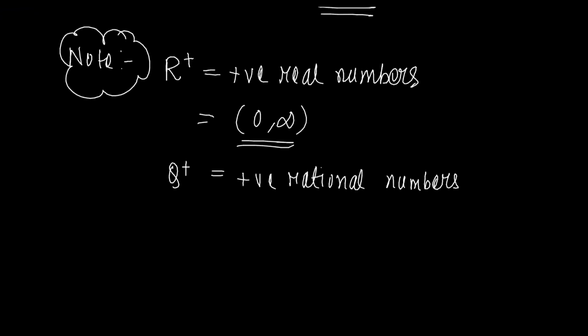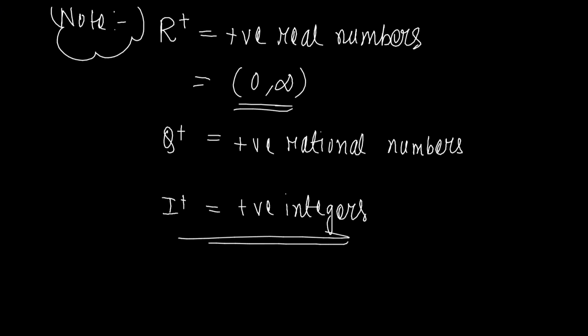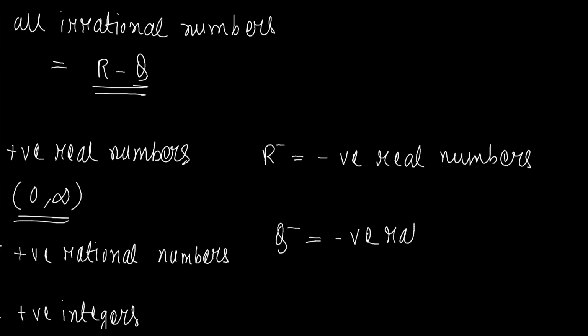This we have to know while doing the chapter set theory. Various sums will come where it will be written like this. So R plus means positive real numbers, Q plus means positive rational numbers, and I plus means positive integers. Similarly, if it is written R minus, R minus means negative real numbers. Similarly, Q minus is negative rational numbers.